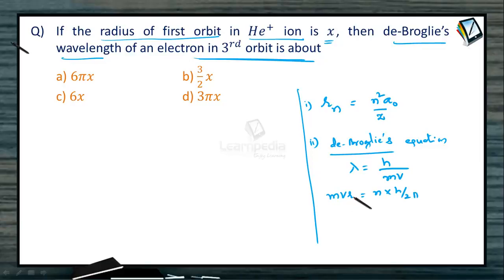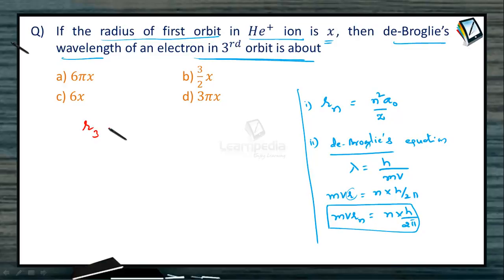And this can also be written as, for nth orbit, mvrn, radius of nth orbit in general, is given by n into h by 2 pi. So by using this, let us work out this question. So radius of the first orbit in helium ion is x. Since we are asked to find the de Broglie's wavelength of the electron in third orbit, let us first find radius of third orbit in helium ion.